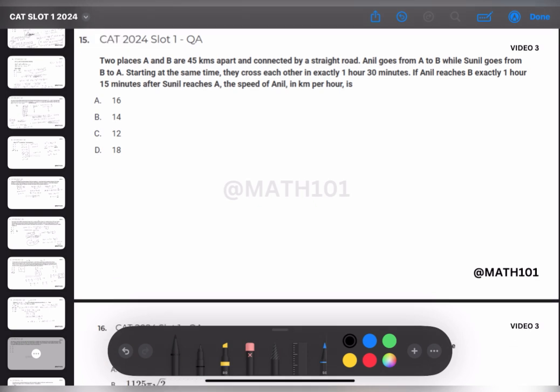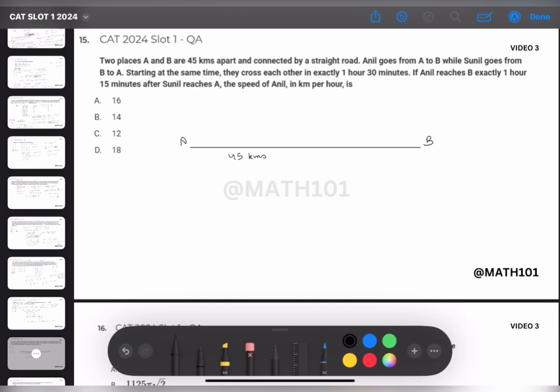Two places A and B are 45 kilometers apart, connected by a straight road. Anil goes from A to B while Sunil goes from B to A. Starting at the same time, they cross each other in exactly 1 hour and 30 minutes.